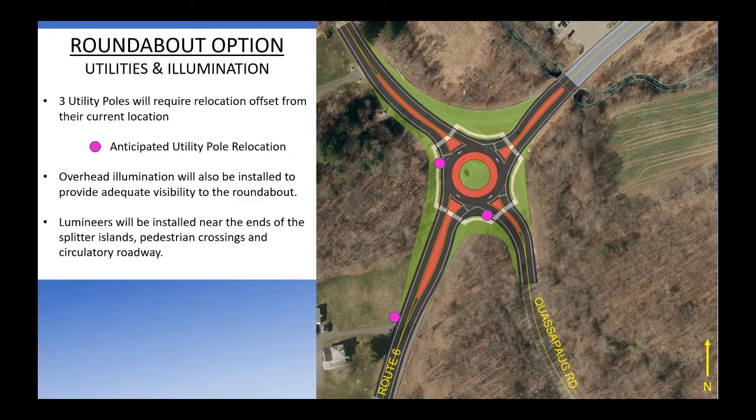It is anticipated that 3 utility poles will require relocation offset from their current location. These 3 poles are indicated by the pink dots. Overhead illumination will also be installed to provide adequate visibility to the roundabout by approaching vehicles. Luminaires will be installed near the ends of the splitter islands, as well as by the pedestrian crossings and by the circulatory roadway.